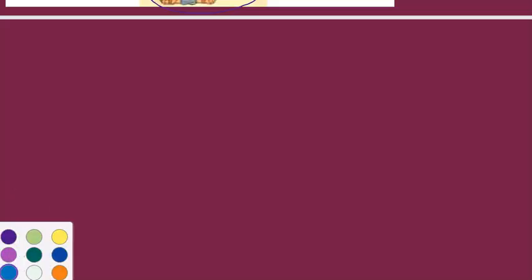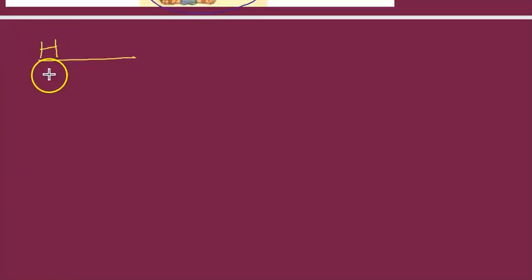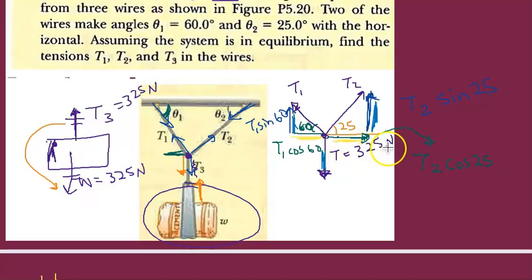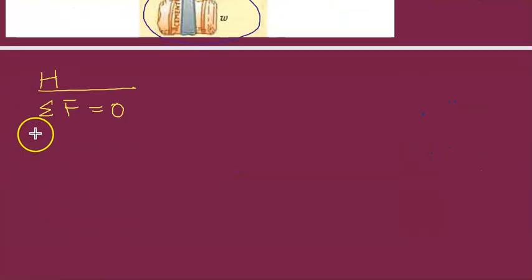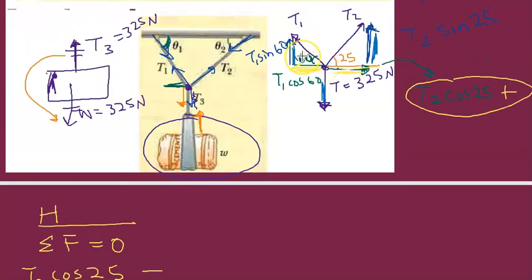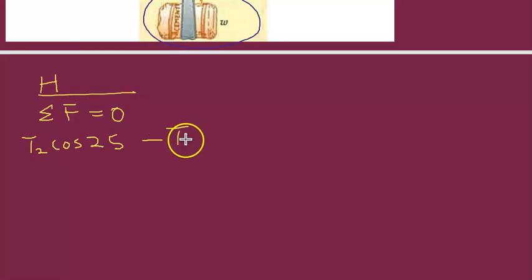Okay, so refer to your own diagram in your notes. Horizontally, the sum of the forces has to add to 0. T2 cos 25 is positive because it's pulling to the right. T1 cos 60 is pulling to the left. And neither one is winning, so the forces are balanced.